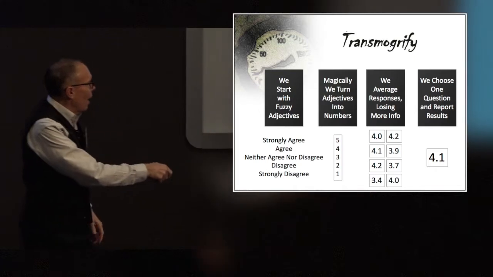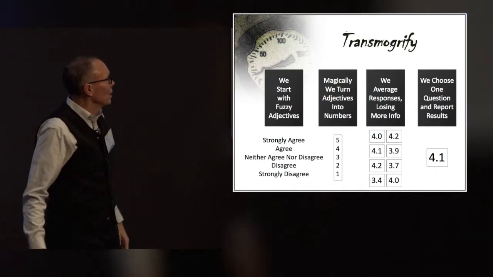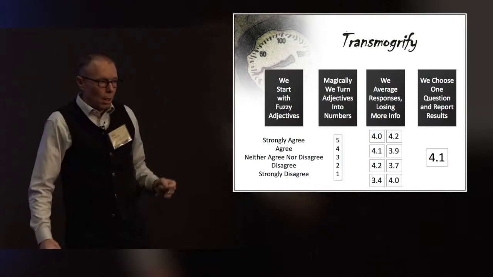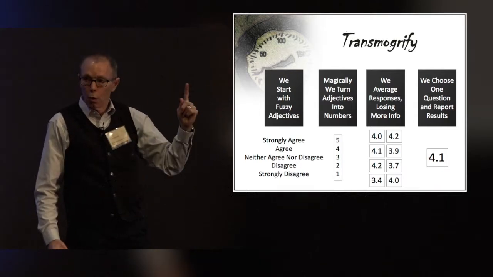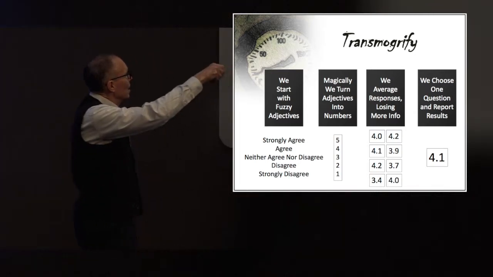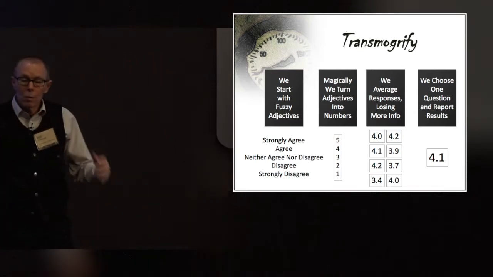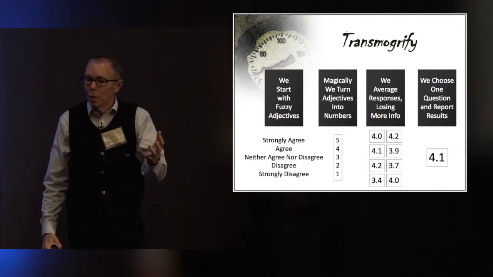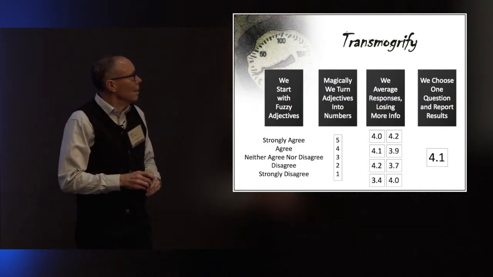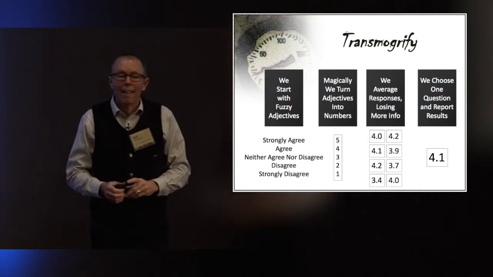Okay, then let's say we had 8 questions on our smile sheet. We would take one of those questions and report the result. My course is a 4.1. So at every step in this process, we're losing information, which is probably one of the reasons why our smile sheets don't tell us what we'd like them to tell us. And it gets worse.